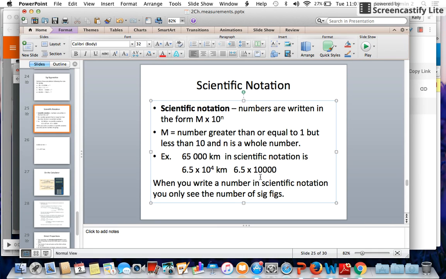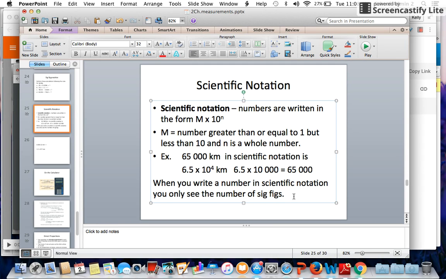So if you multiply 6.5 by 10,000, you'd move the decimal point to the right 4 times, and that will give you our original number, which is 65,000. So that's what this 4 means. It indicates that you multiply 6.5 by 10 4 times, or by 10,000. That indicates how many zeros after the 1.